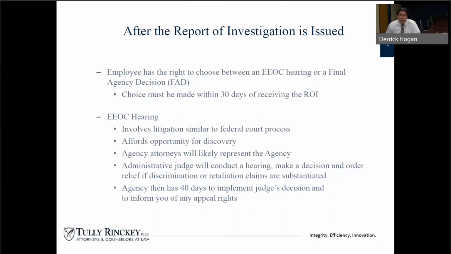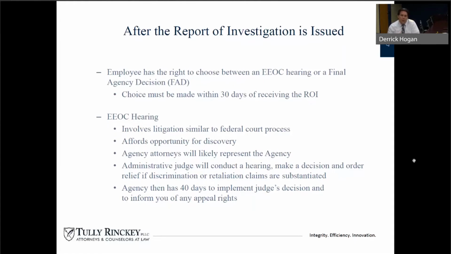The other avenue is you can request an EEOC hearing before an administrative judge. Now, this is important because it has to be done within 30 days. If you miss that 30-day deadline, unless you have some justifiable good cause, you lose your right to go to the EEOC for a hearing with an administrative judge. So once again, the deadline is very important.